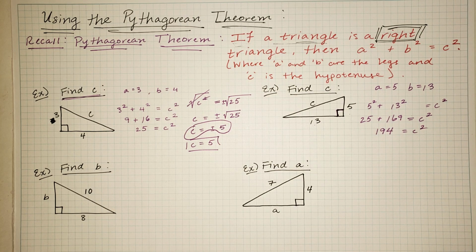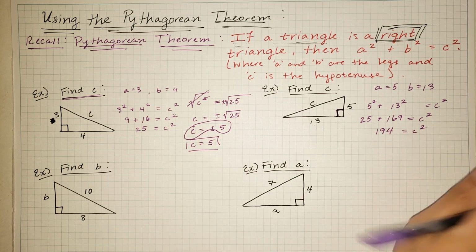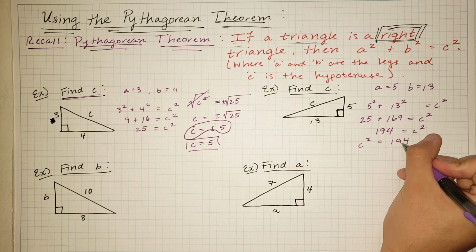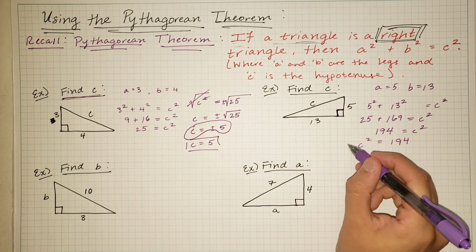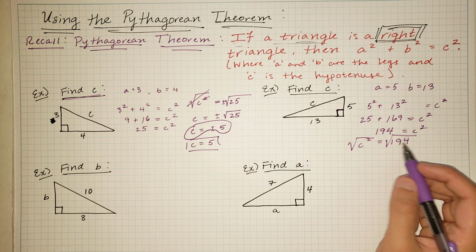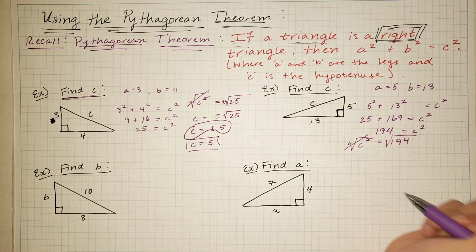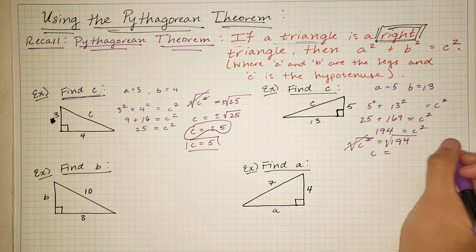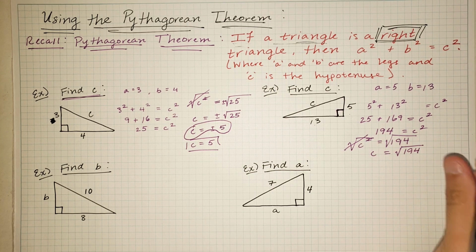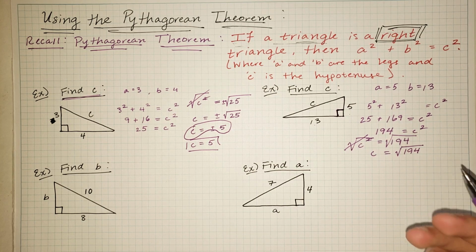Now we can do what we did in the previous problem. We can rearrange it so that it looks a little bit nicer. So c squared equals 194. Now we want to get rid of the squared, so we square root both sides. What you do to one side, you do to the other side. So the squared goes away and the square root goes away, and you get c equals the square root of 194. We're not going to try to simplify that, because the square root of 194 doesn't have a perfect square, so we're just going to leave it alone.